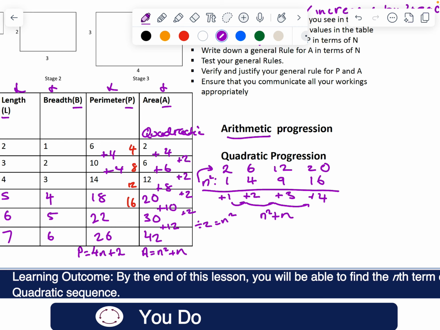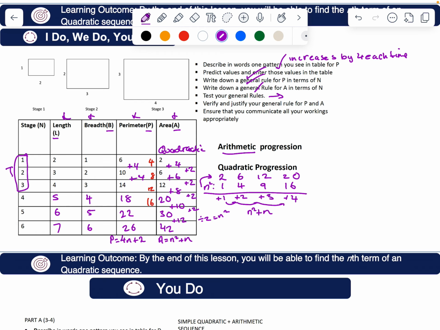Then it says test. So when you're testing, it wants us to test them both. You need to be putting in the numbers. So test we were given. I'm just going to put the number 2 in. Okay. So for perimeter, so n is 2. For perimeter, I'm going to have 4 times 2 plus 2, which is 10. For area, 2 squared plus 2. And that's going to give me 6.